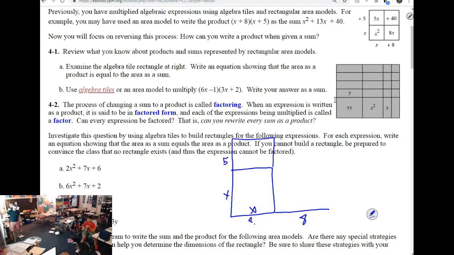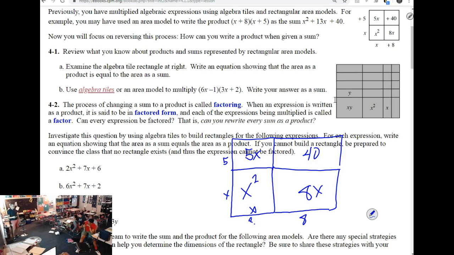So this region right here is 5 tall, x wide. So the area of it is 5 x's. This area over here is 8 times x. And then this area up here is 40, and this is x squared. This is why we use these. That's why we use the multiplication rectangles, to break down the areas that would physically exist when multiplying with non-like terms. Okay, now we're going to start to go backwards.